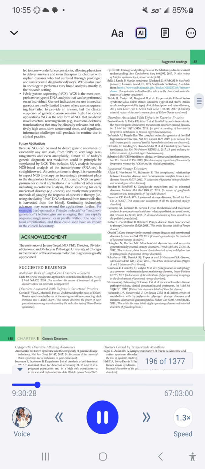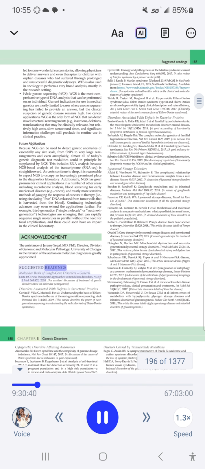For example, third-generation single molecule or next-generation technologies are emerging that can rapidly sequence single molecules in parallel without the need for focal amplification, and these could soon have an impact in the clinical laboratory. Acknowledgement. The assistance of Jeremy Siegel, MD, PhD, Director, Division of Genomic and Molecular Pathology, University of Chicago, in the revision of the section on molecular diagnosis is greatly appreciated.